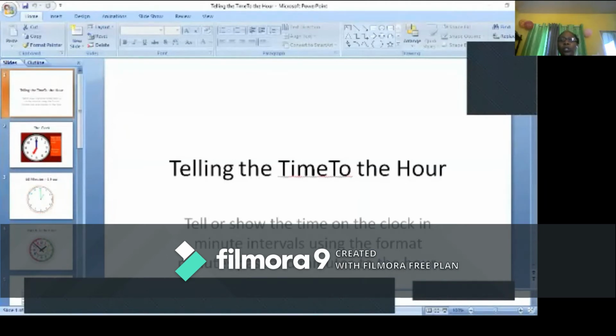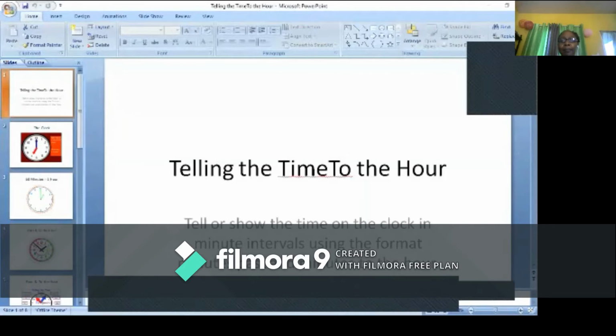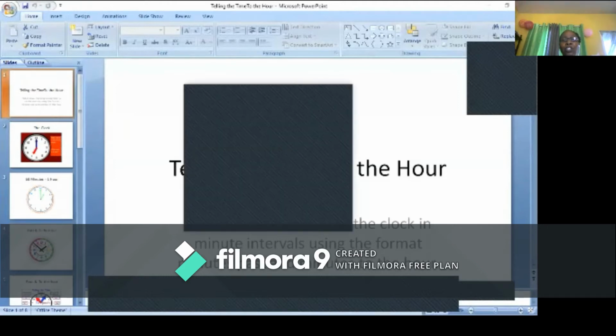Today we are going to look at the time. Last week we looked at telling the time past the hour. This week we're going to look at telling the time to the hour. So our objective is to tell or show time on the clock in minute intervals using the format minutes past and minutes to the hour. So the minutes past will be a revision, and then we are going to quickly go on to minutes to the hour.